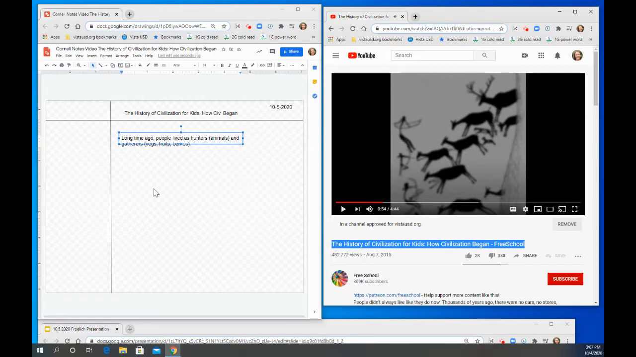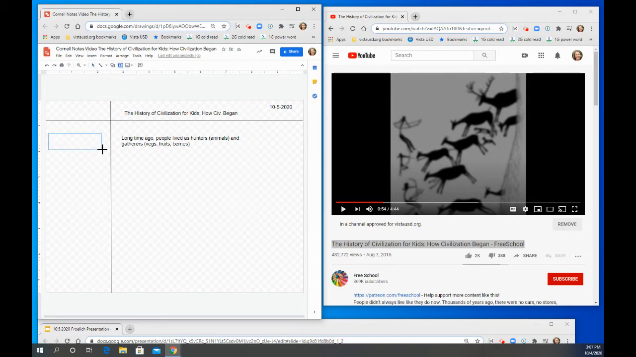All right, so I'm going to pause again. It actually labeled the people who lived long, long ago as hunter-gatherers. So I'm going to write that as a vocabulary word on the left side.